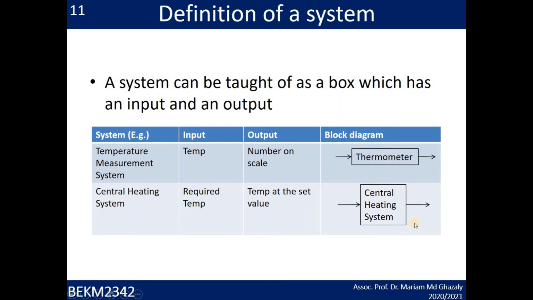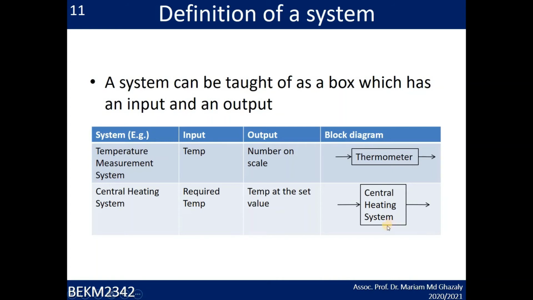So you have a central heating system block diagram here. So you have a block here. The arrow going inside the block is the input, and the arrow going outside of the block is the output. So in this case, the example is the aircon system, or central heating system, for example in four-season countries. So we have a heating system.